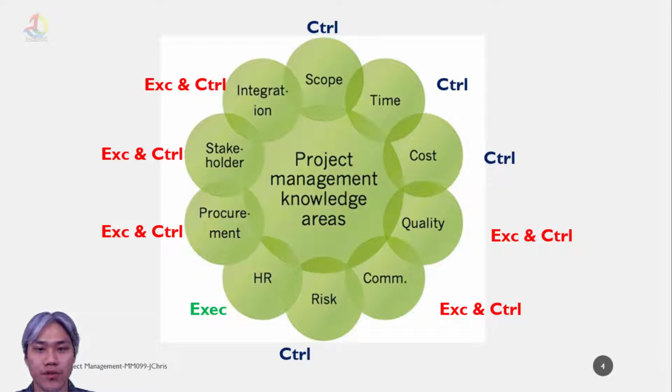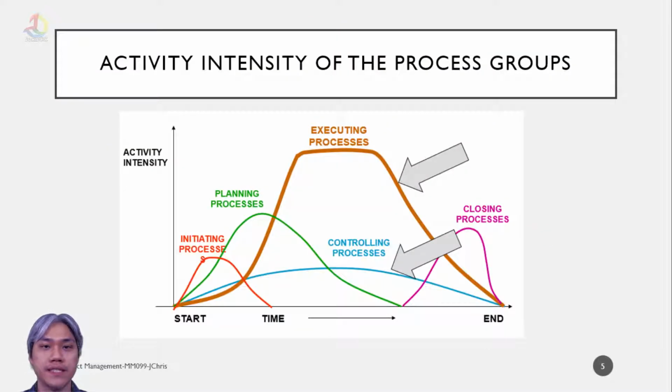As we all know, project management knowledge areas have many different types, as some will be implemented in the control phase and some will be implemented in both control and execution phases. And the execution process and controlling process activity have different intensity when the project is undergoing, as you can see from this graph.